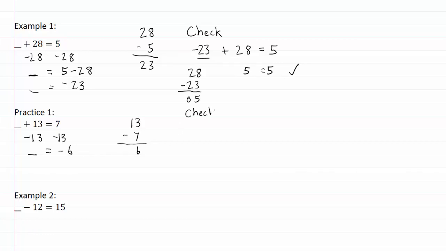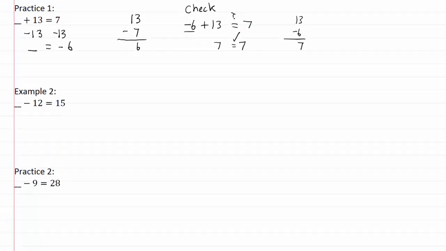Now I'm going to check my solution really quick. Negative 6 plus 13 as my blank space is 7. Is this really true? Well, if I have 13 and I take away 6, I've got 7. So 7 is equal to 7. So this does check. Nice job if you got negative 6.